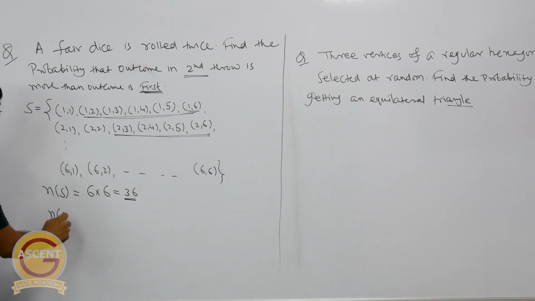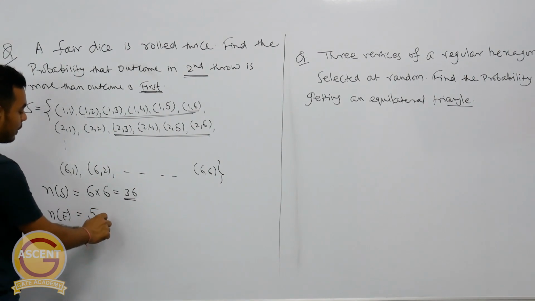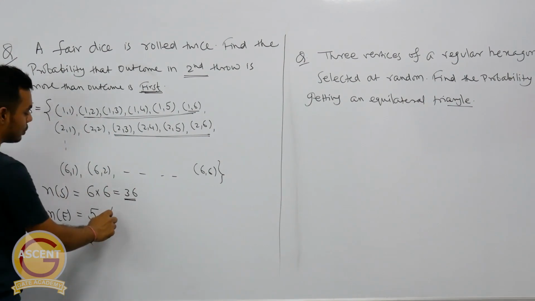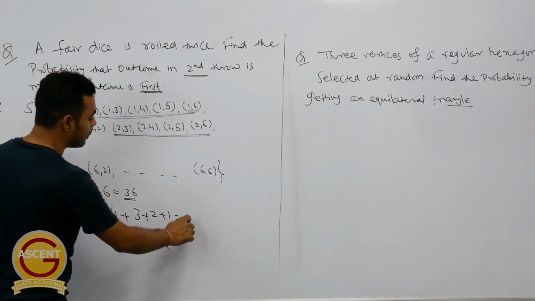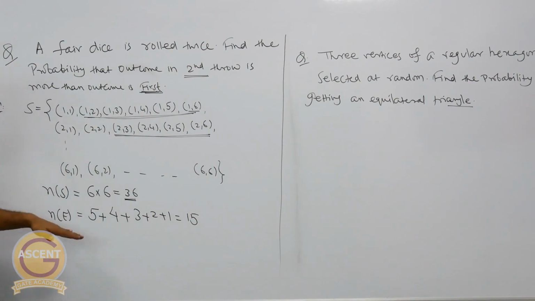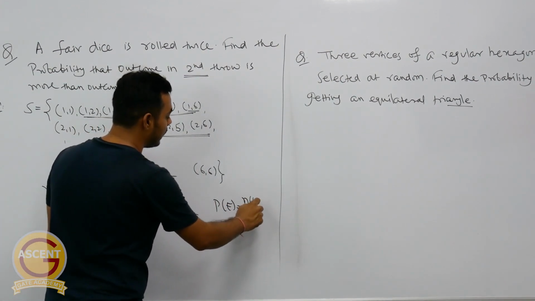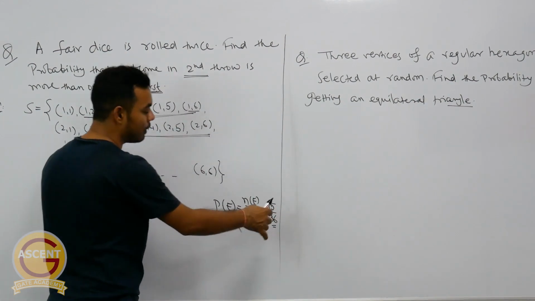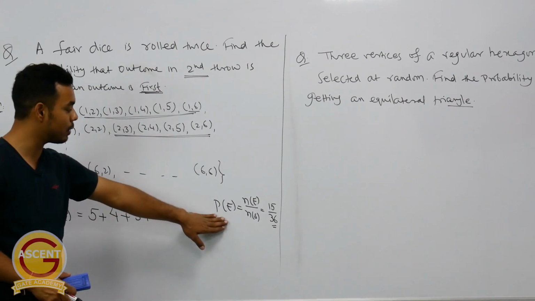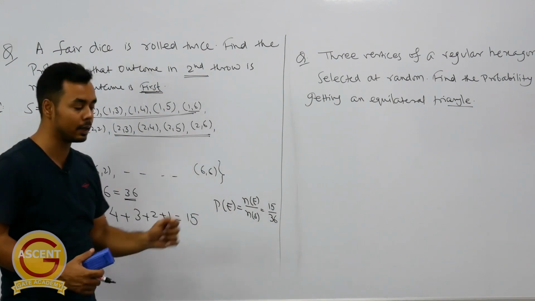So the number of favorable cases NE is 5 when the outcome on first is 1, then 4 when the outcome on first throw is 2, similarly 3 plus 2 plus 1. Now if you add all these numbers, you will get 15. So in total there are 15 favorable cases and the total number of cases is 36. So the probability of this event E will be simply NE by NS, which is 15 by 36. Now you can further simplify this, but this will be our answer: the probability that the outcome on second throw is more than the outcome on first throw is 15 by 36.